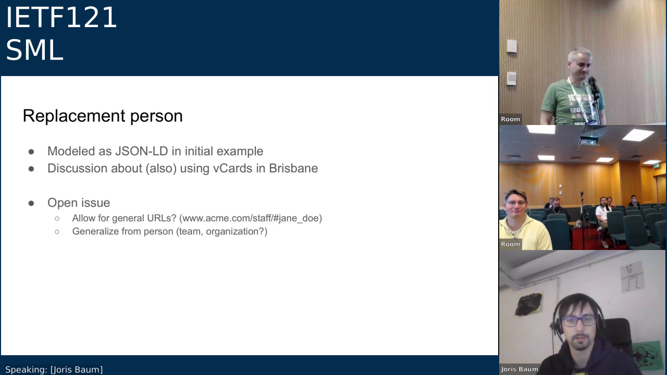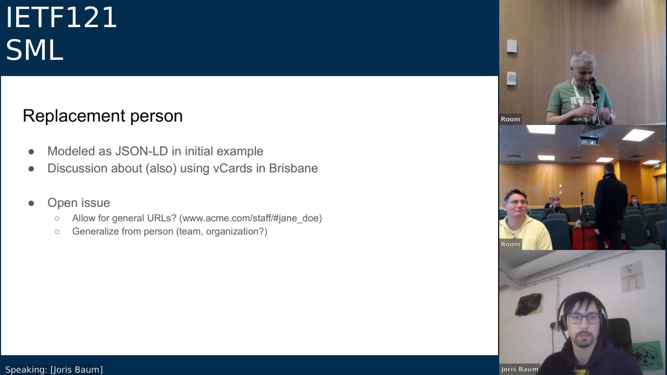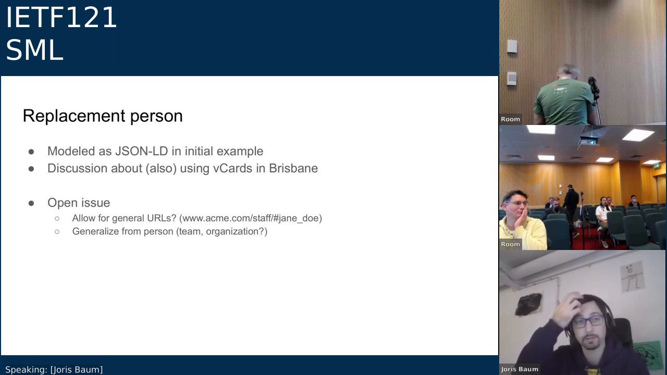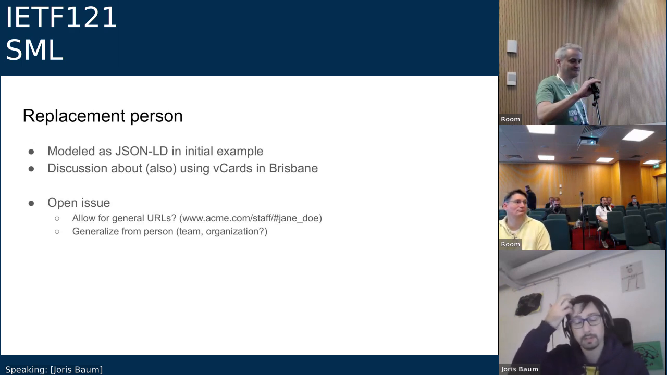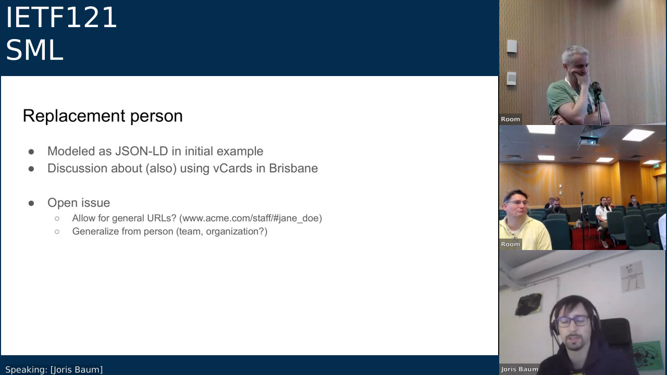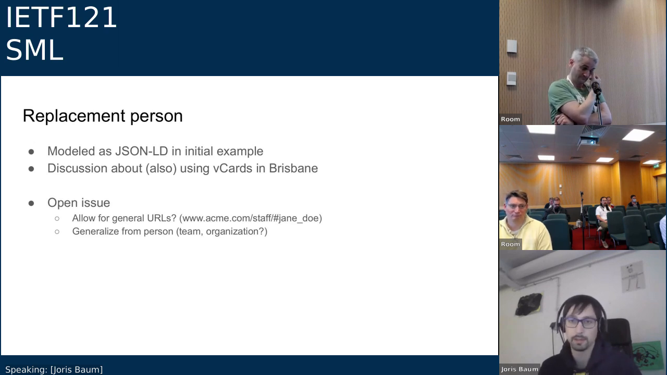Any opinions? Yeah. Can you hear me? Yes. So my guess is if the initial data object is modeled in JSON LD anyway, most people will want to use the JSON LD format. Even if there is a vCard, I guess it's just easier to stick to JSON LD and maybe make a vCard optional. That would be my first guess.